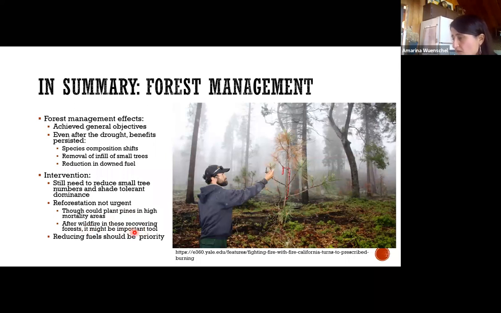But we really might need to be thinking about reforestation after some of these big wildfires with all the high severity that we've had. There's not a lot of surviving trees to be seeding into these fires naturally. And again, we think reducing fuel should be a priority.